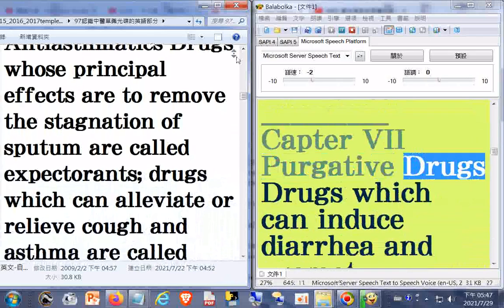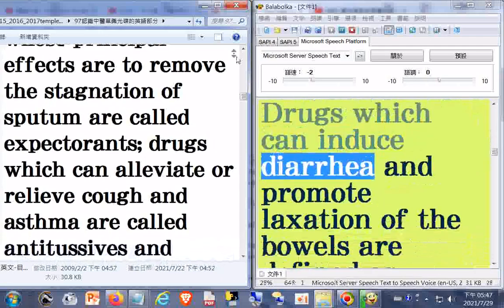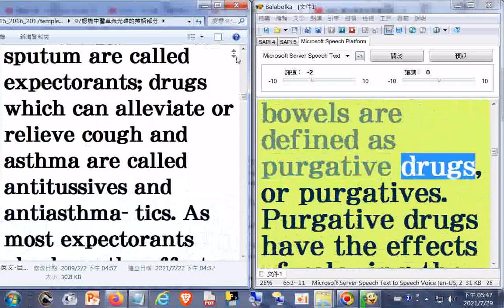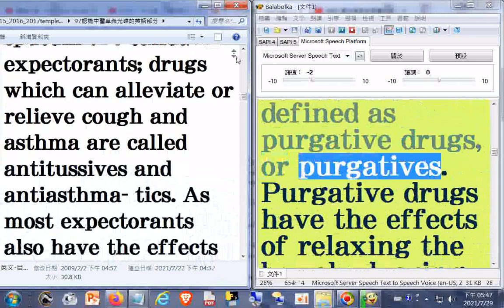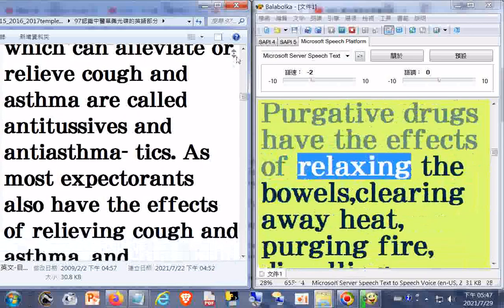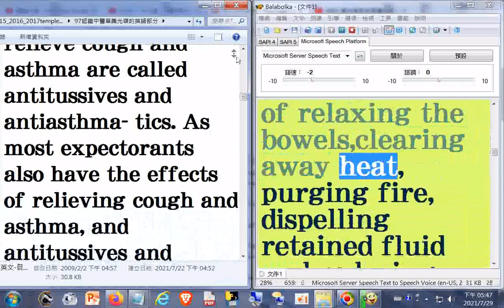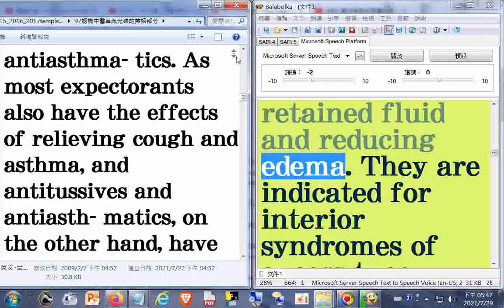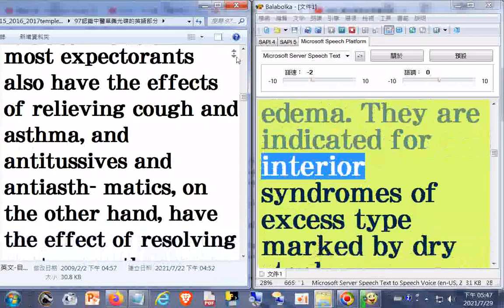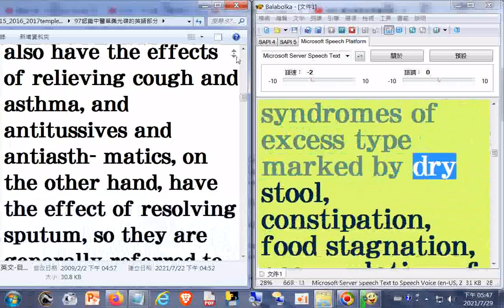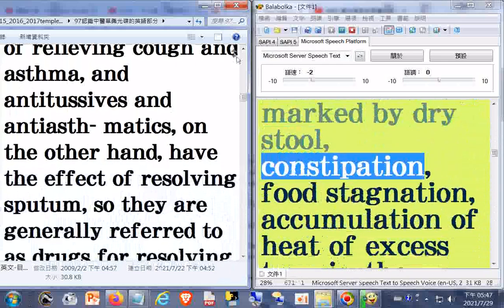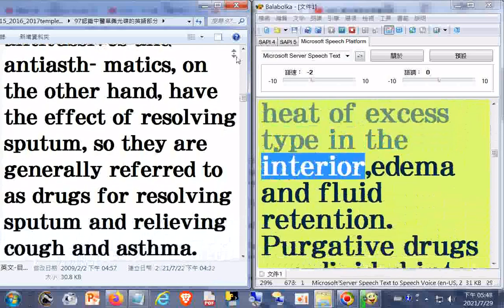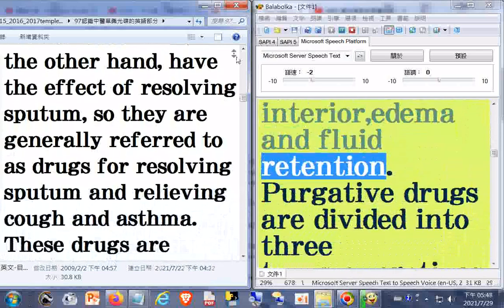Chapter 7: Purgative drugs. Drugs which can induce diarrhea and promote laxation of the bowels are defined as purgative drugs, or purgatives. Purgative drugs have the effects of relaxing the bowels, clearing away heat, purging fire, dispelling retained fluid and reducing edema. They are indicated for interior syndromes of excess type marked by dry stool, constipation, food stagnation, accumulation of heat of excess type in the interior, edema, and fluid retention.